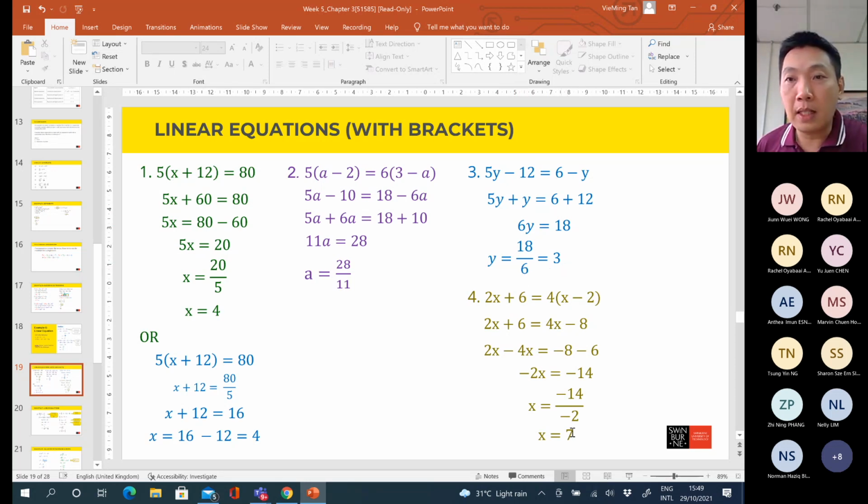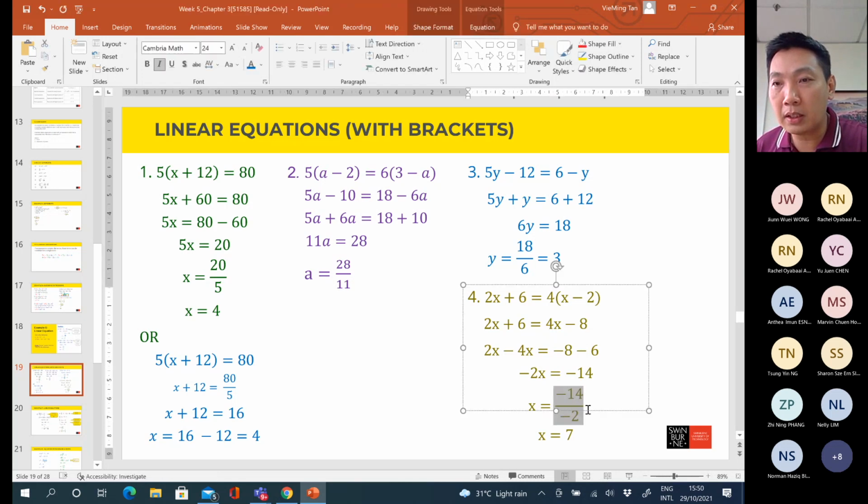Solved. Okay, next. This question, the problem is brackets. So in order to remove this bracket, multiply this 4 in. And then I think this one you should be able to do. This part, are you okay? This one, negative 14 divided by negative 2, you get positive 7. You can use a calculator to help you solve the problem, all right?